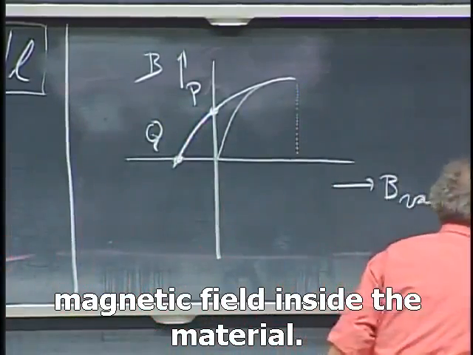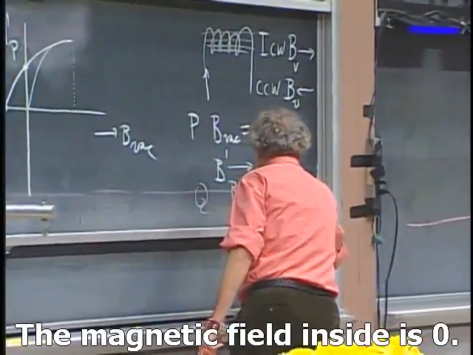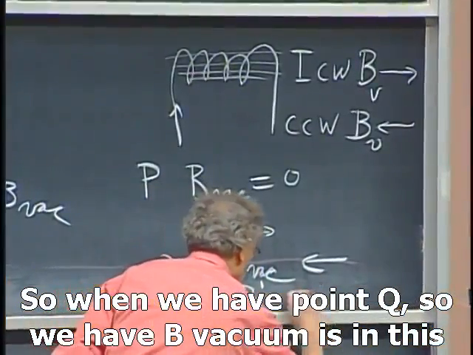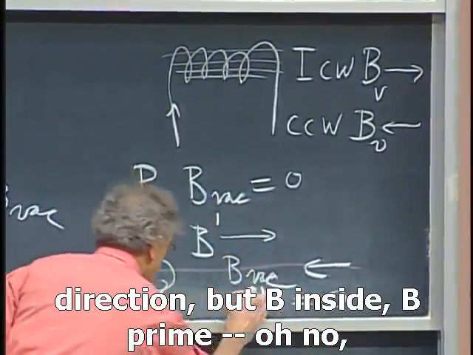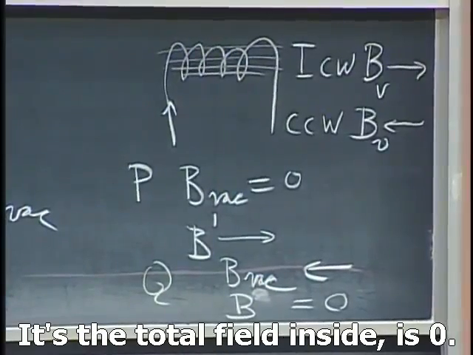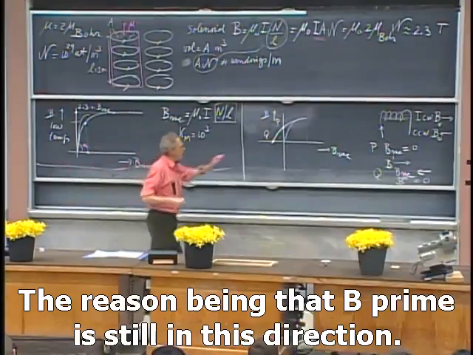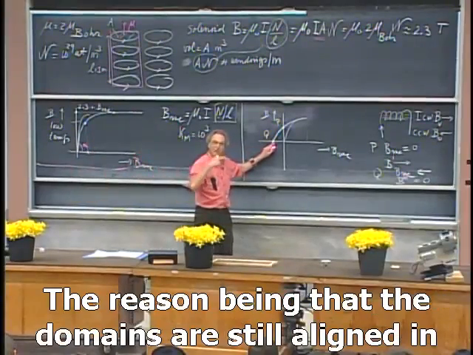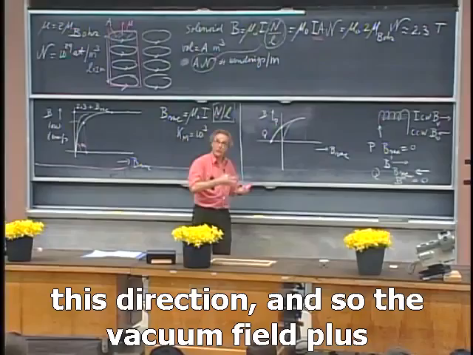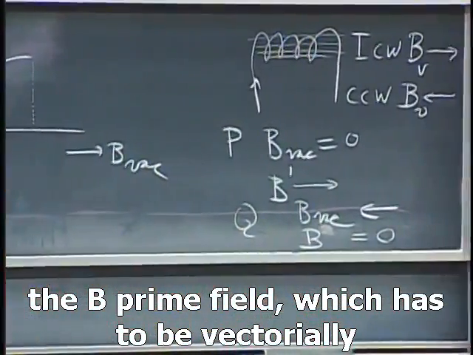So when we have point Q, B vacuum is in this direction, but B inside, oh no, it's not B prime, it's B, the total field inside is 0. The reason being that B prime is still in this direction. The reason being that the domains are still aligned in this direction. And so the vacuum field plus the B prime field, which has to be vectorially added, adds up with a net field 0. Quite bizarre, isn't it?